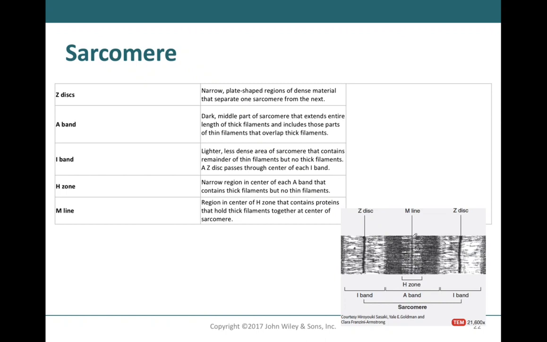And the M-line is the location found right in the middle of our sarcomere that's going to anchor myosin to the sarcomere itself. So I'd like you to feel comfortable with each of these different components of our sarcomere. And I'd also like you to feel comfortable with the different bands that we see, as well as the H-zone. I'd like you to know the limits of each of these bands and what can be contained within each.